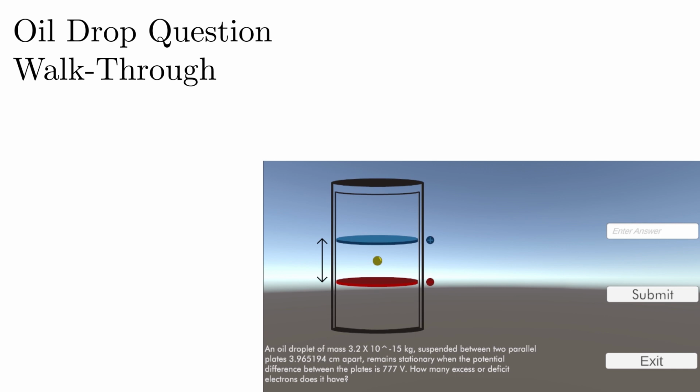Let's examine our givens. We know that the mass of the droplet is 3.2 times 10 to the negative 15 kilograms. The distance between the plates is approximately 3.965 times 10 centimeters apart, and the potential difference between the plates is 777 volts. Additionally, we can put the distance in terms of meters and say that the plates are 3.965 times 10 to the negative 2 meters apart. We are asked to determine the number of excess or deficit electrons the oil droplet has.